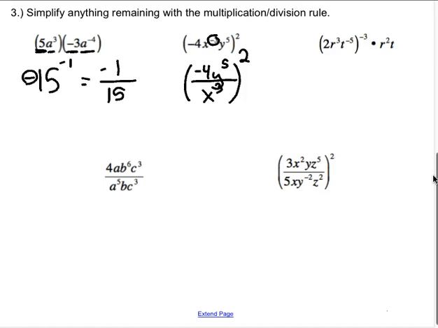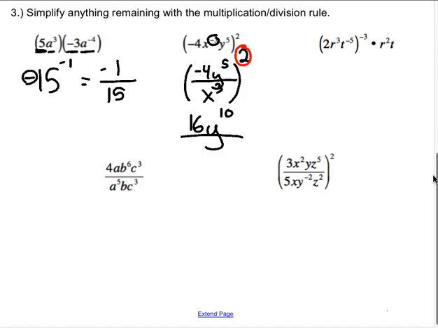Now that I've simplified within the parentheses, I'm going to take this square and apply it to everything inside the parentheses. So negative 4 squared is a positive 16. Y to the 5th squared is an example of our power of a power rule. If you remember, whenever you have a power of a power, you multiply those exponents. So you get a 10.